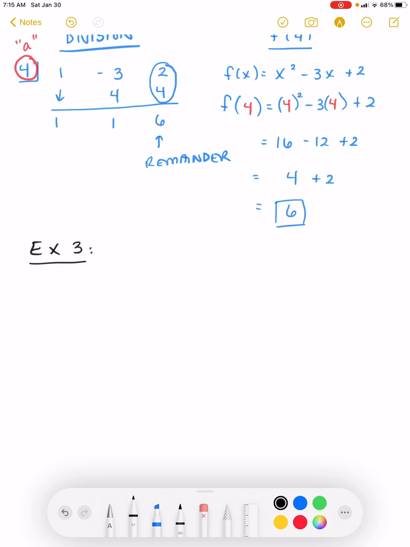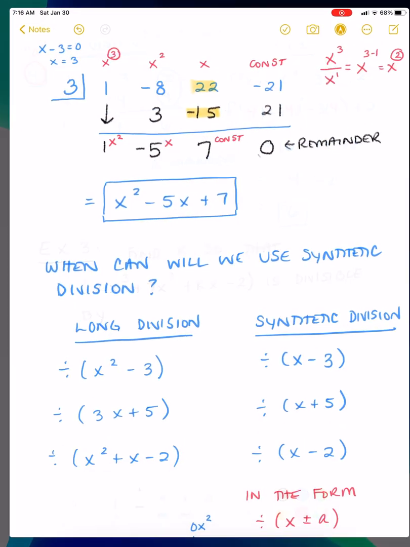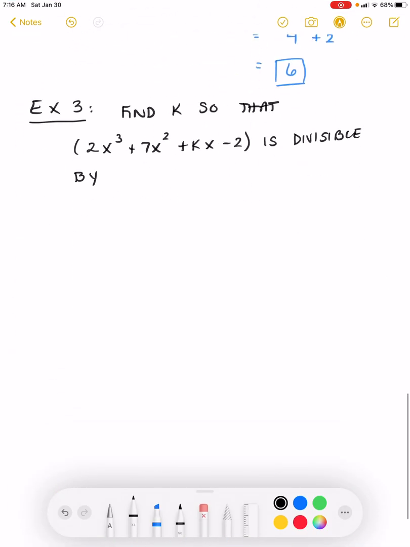Example 3. Find k so that 2x cubed plus 7x squared plus kx minus 2 is divisible by x plus 2. Another way that you might see this worded is: find k so that x plus 2 is a factor of 2x cubed plus 7x squared plus kx minus 2. To be a factor of something means that it is divisible.